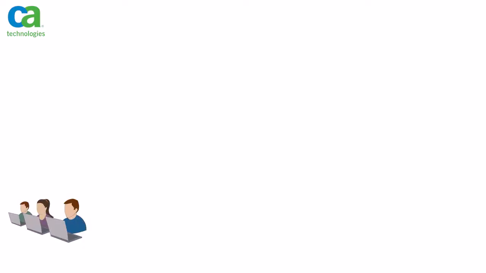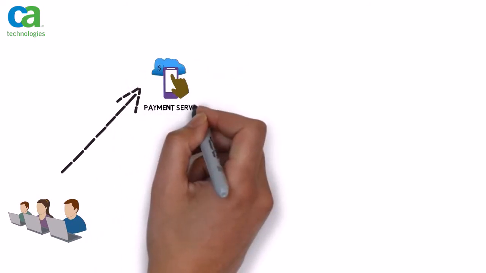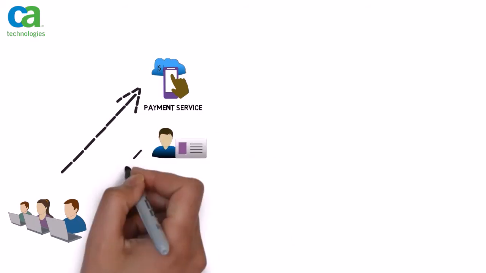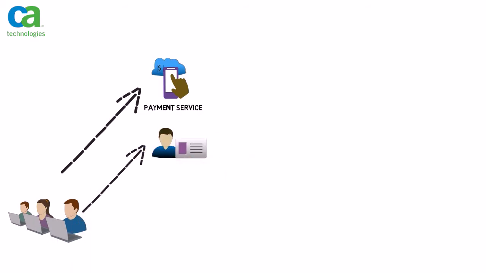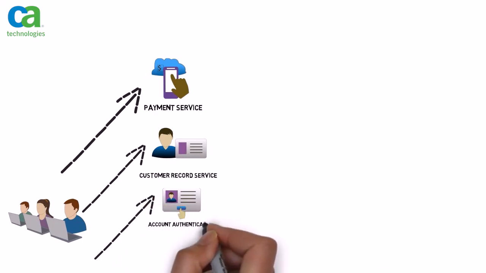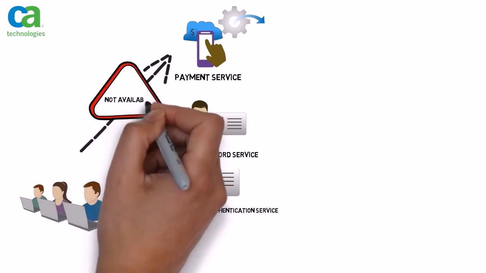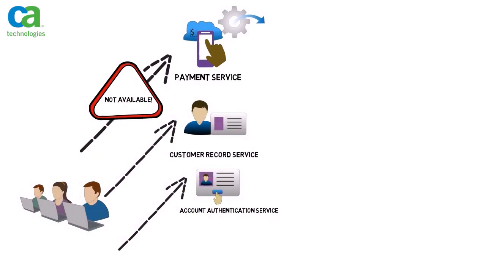Let's take an example. Consider a team testing an application. To test, they need the payment services, customer record services, and account authentication services. The payment service will not be available due to a patch upgrade. This will cause a halt in the testing process.